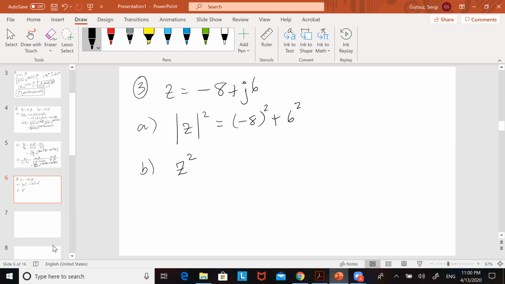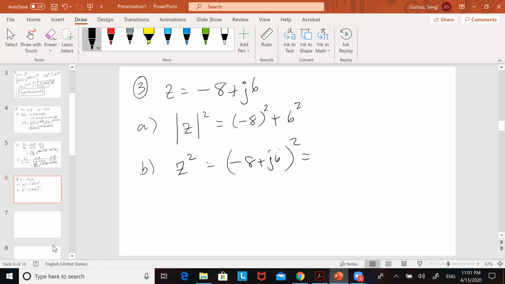So z squared would be equal to -8 plus j6, squared. We can do the conversion to polar coordinates and then multiply the exponent by 2, or you can just do it out in Cartesian. Let's say we did it out in Cartesian.